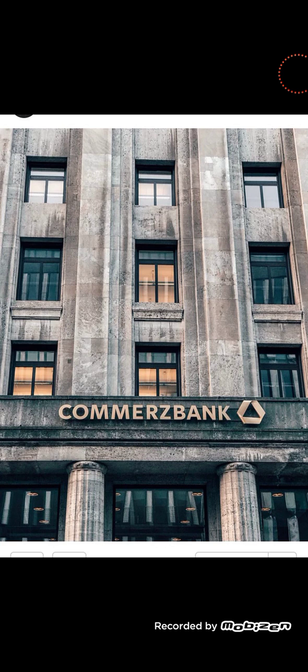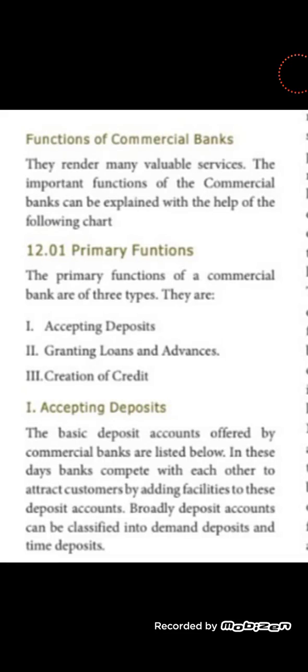The primary functions of commercial banks are usually of three types. They are accepting deposits, granting loans and advances, and creation of credit. First, we will see accepting deposits. Nowadays, banks mostly compete with each other to attract customers by providing various facilities to their deposit accounts. First, we will see the demand deposits.